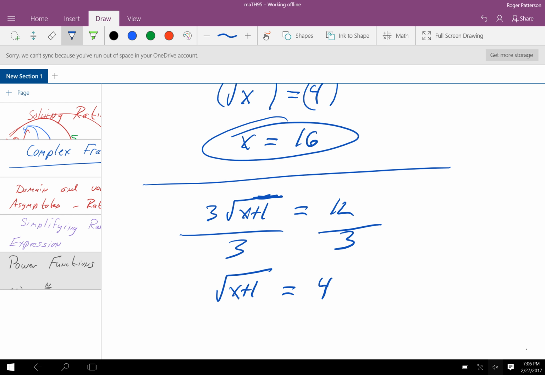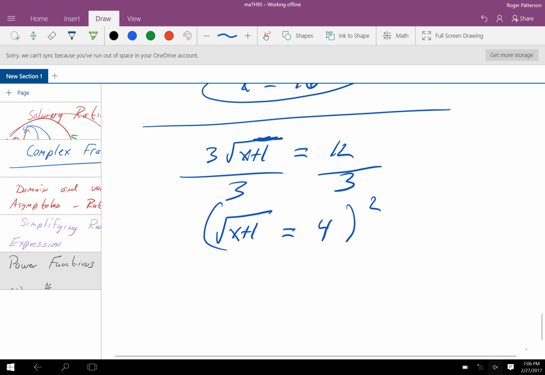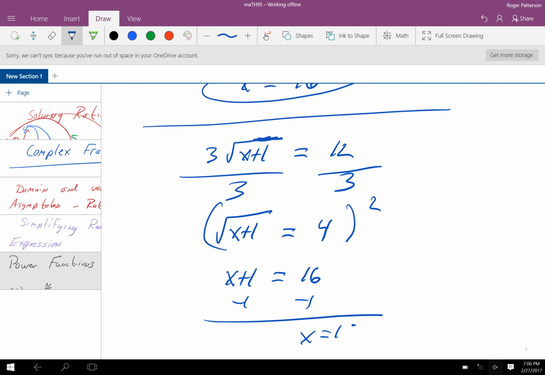That gives me 4. Okay, I still can't do anything with the 1 underneath there. So I'm going to go ahead and have to square it. Square the square root, that goes away. I'm left with this. Now I can finally get rid of the 1. There we go.